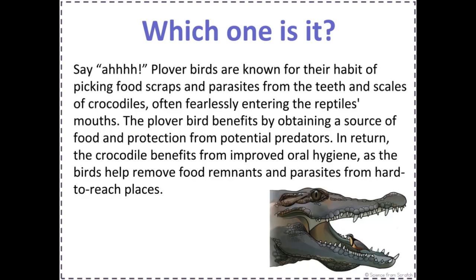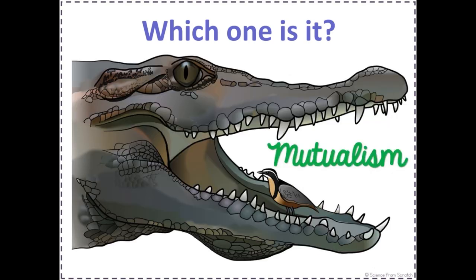Next one, say ah. Plover birds are known for their habit of picking food scraps and parasites from the teeth and scales of crocodiles, often fearlessly entering the reptiles' mouths. The plover bird benefits by obtaining a source of food and protection from these predators. In return, the crocodile benefits from improved oral hygiene as the birds remove food remnants and parasites from hard-to-reach places. So we have the bird and the alligator. The alligator gets a nice teeth cleaning and the bird gets food. So they're both benefiting, which means it's mutualism.